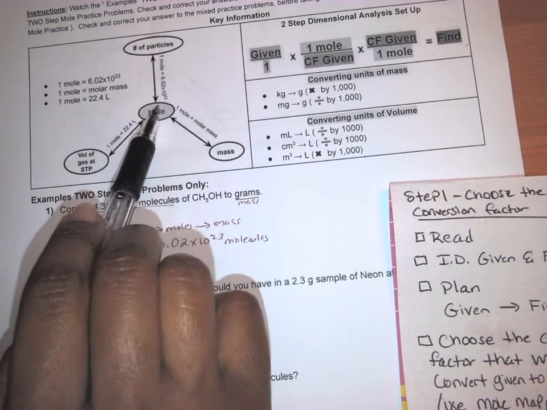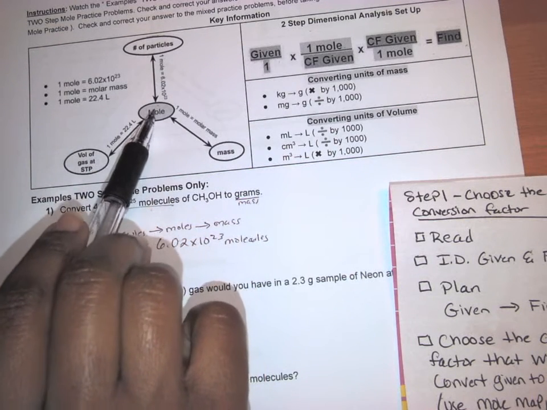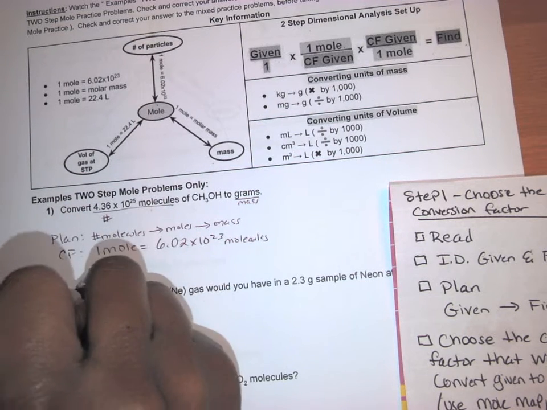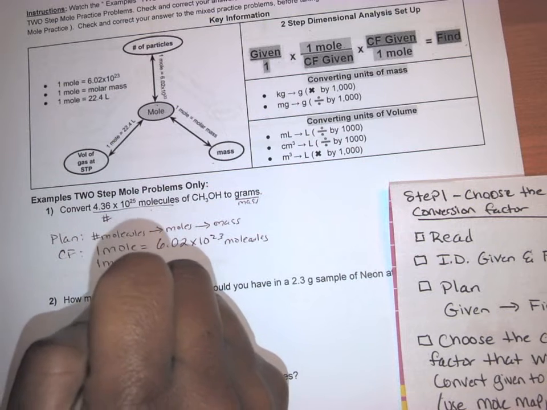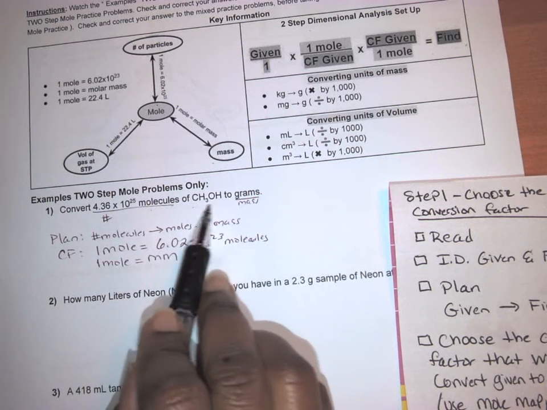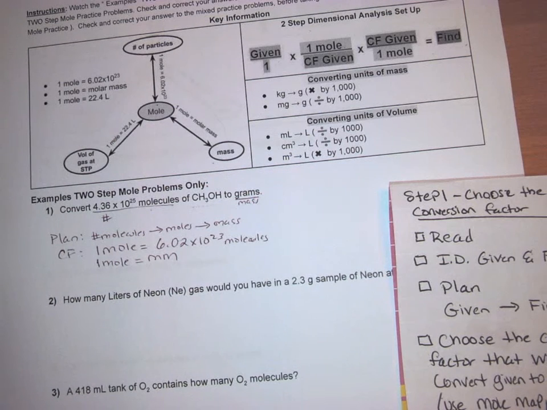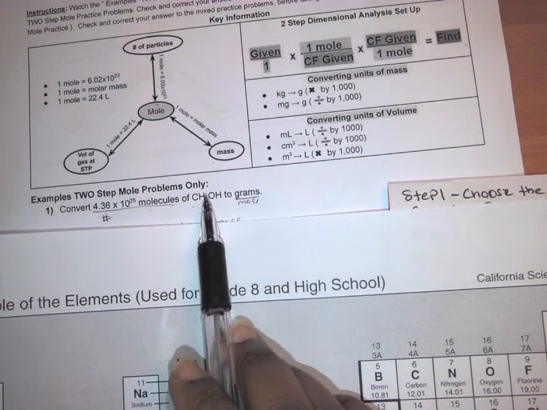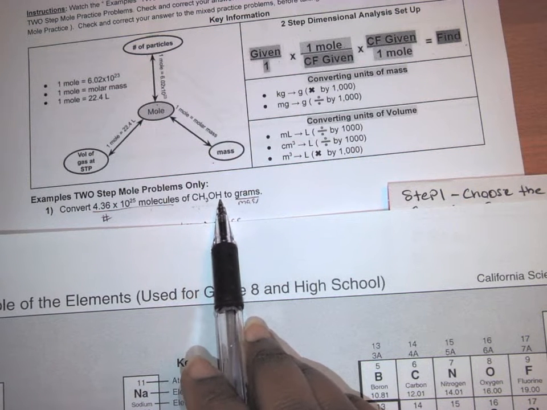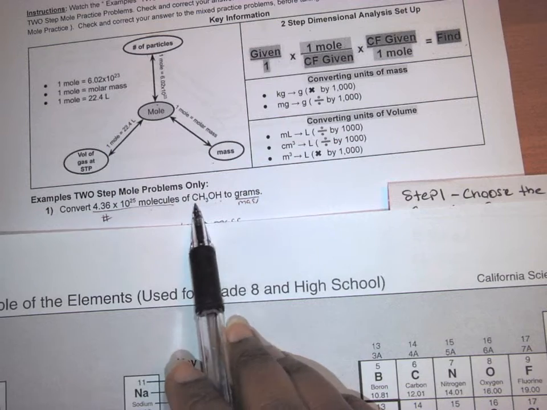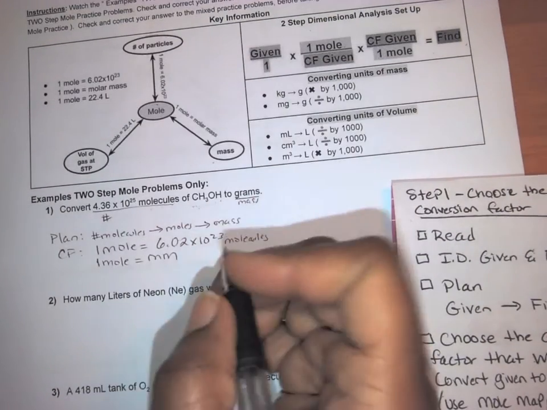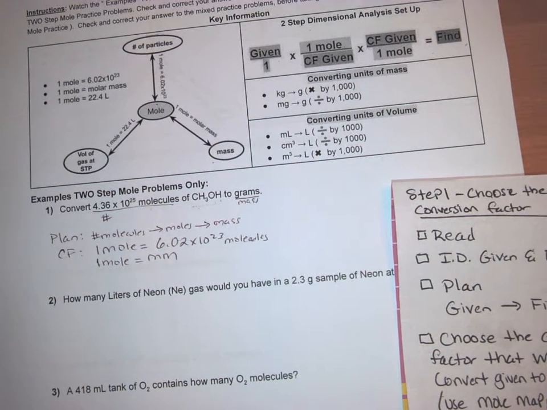Now, once we've gotten to moles from the number of particles or molecules, we're going to go from moles now to mass, and to do that, we pass through the conversion factor that 1 mole is equal to the molar mass, and this will be the molar mass of methanol, CH3OH. So before we go any further, we're going to calculate the molar mass of methanol using our periodic table. Methanol has 1 carbon, 4 hydrogens, and 1 oxygen. So we're going to add up all of their average atomic masses. Okay? So my work for that would look something like this.